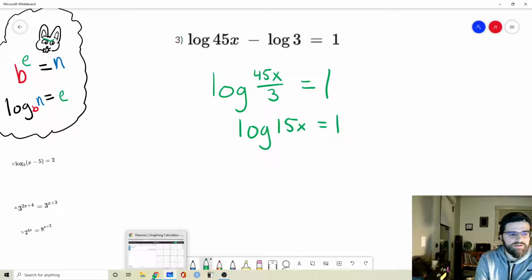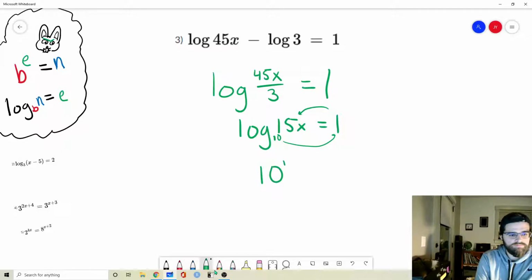Now I'm going to translate. We start with our base. Remember, this is a common log. We don't see a base, which means our base is, by default, 10. So 10 to the first power is equal to 15x. The first power is not really doing anything for us. 10 to the first power is just 10, so I'm going to get rid of that.